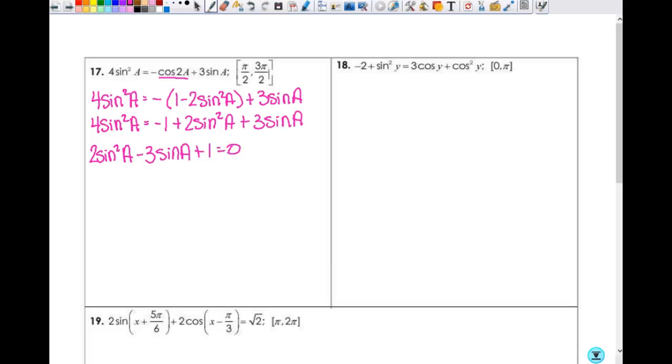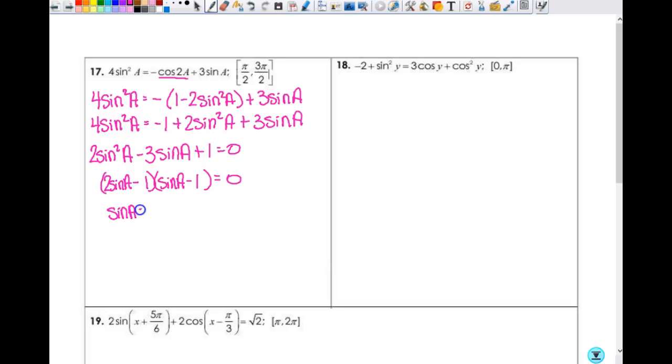So if you need to factor this by grouping, factor by grouping. But a is not 1, but it is a prime number, so now I'd have 2 sine a and sine a. The signs have to be the same. They both have to be negative. And these have to multiply to give you 1, so it's got to be 1 and 1. Check myself, that's negative 1, negative 2, that would give me my negative 3, so I'm good.